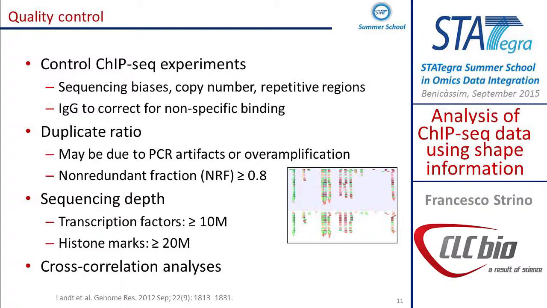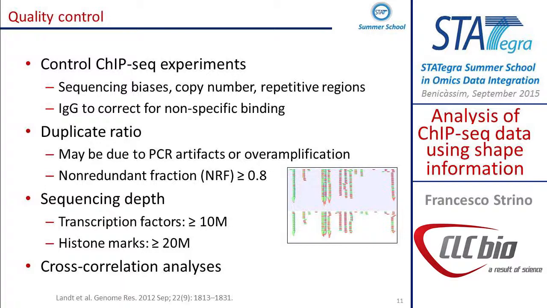A good metric for duplicate ratio is to look at the non-redundant fraction, and a good threshold for that is 0.8. I got these numbers from a paper by Modenko that is there at the bottom. They have some guidelines. If you have a ChIP-seq experiment, try to look at these things and check whether your numbers make sense.